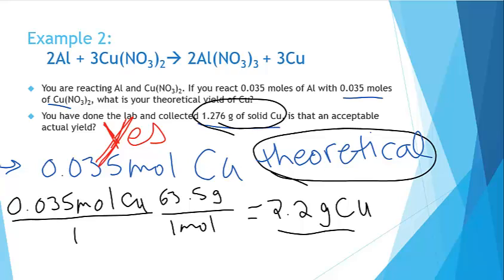What would be an unacceptable actual yield? Let's say you actually collected 5 grams. Well, that would be not acceptable. You can't collect more than you predicted. So then you know you did something wrong. Remember, it always has to follow the law of conservation of mass. Okay, so let's take this a little further here.